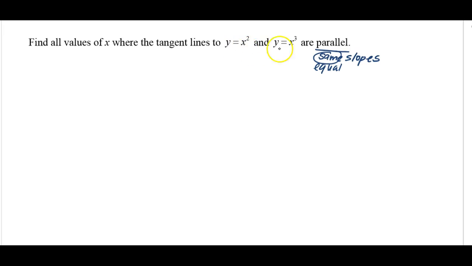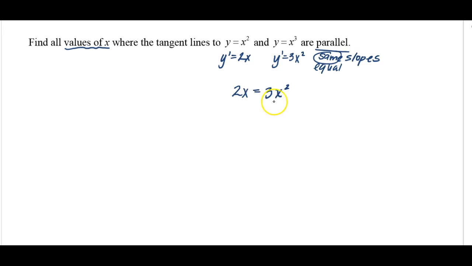So we want to find the derivative of each of these functions and set them equal to each other to solve for those values of x. So my derivative here, y prime, is going to be 2x, and my derivative of this y function is going to be 3x squared. So now I'm going to set them equal to each other. So I have 2x equals 3x squared.